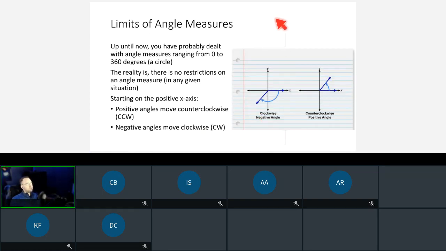All right, limits of angle measures. Up until now, we have dealt with angles from 0 to 360 degrees. However, it can go a lot further. So we can have multiple rotations around the axis here. It can rotate counterclockwise 3 times, so that degree will get larger than 360.